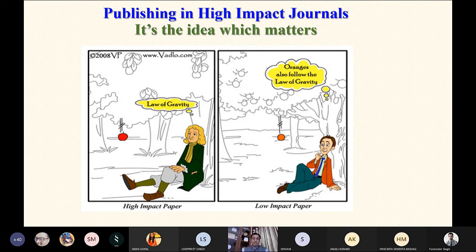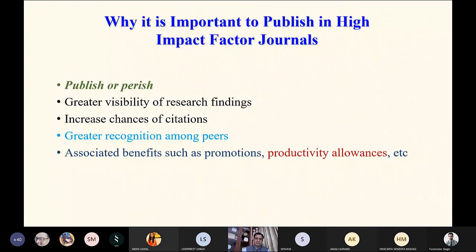Just like the law of gravity, it was a unique, new, innovative finding, and all the journals with high impact factor would love to publish such a study. But if the findings of my study lack innovativeness and newness, and no new findings are there, then I will not be able to get my paper published in a high impact factor journal.